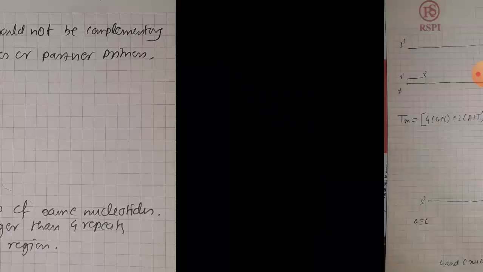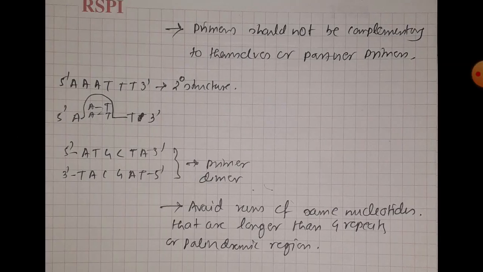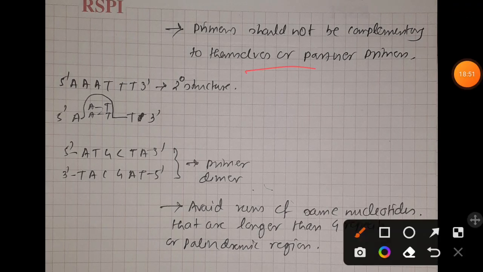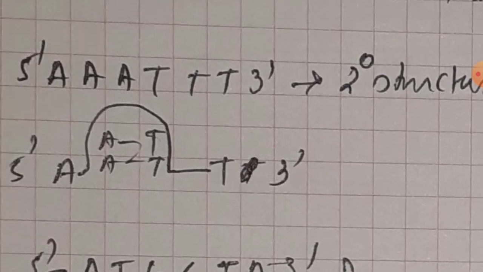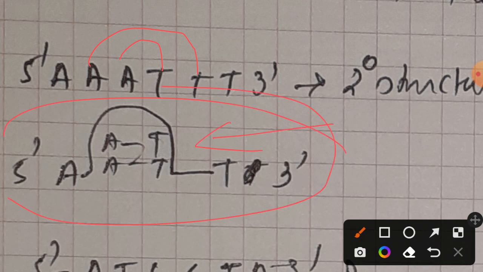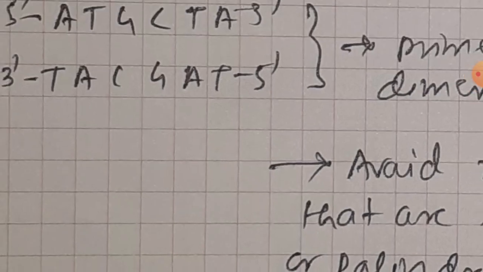Now let's move to the next part, that is, primer should not be complementary to themselves or partner primer. That means, suppose you have constructed a primer that looks like that, so what will happen? They can promote a hairpin loop structure formation. Why? Because A can form a complementary reaction with T, and this A and T can form a complementary reaction with T, and they can form this kind of structure known as hairpin loop, okay. So this is avoidable, right?